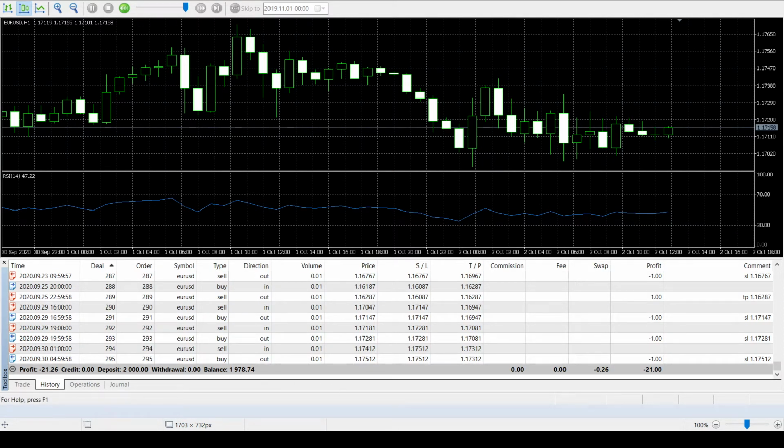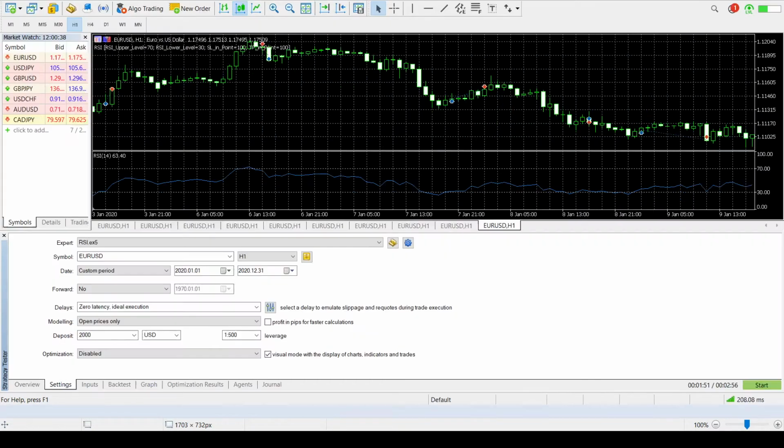Now we are going to go to the real test. We are going to test on the H1 period, and the currency pair that we're going to test is EURUSD. So from here I'm going to put it to 2000, and I'm not going to do a forward test, and the delay is going to be zero latency and ideal execution. The modeling here we are going to do on open price only.